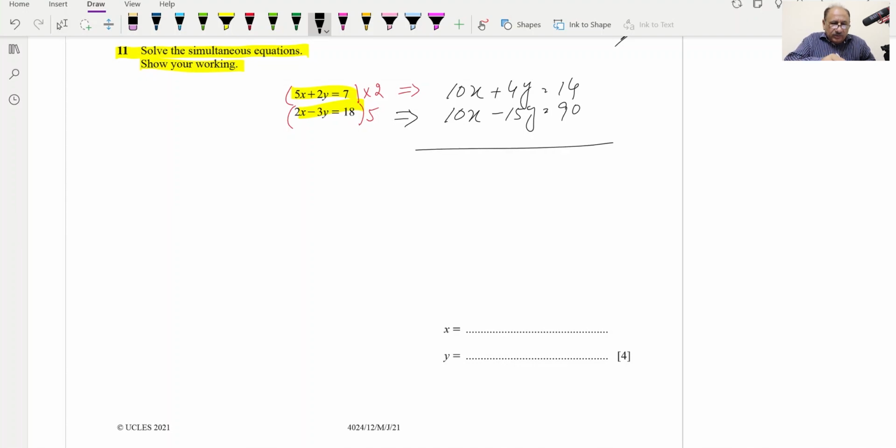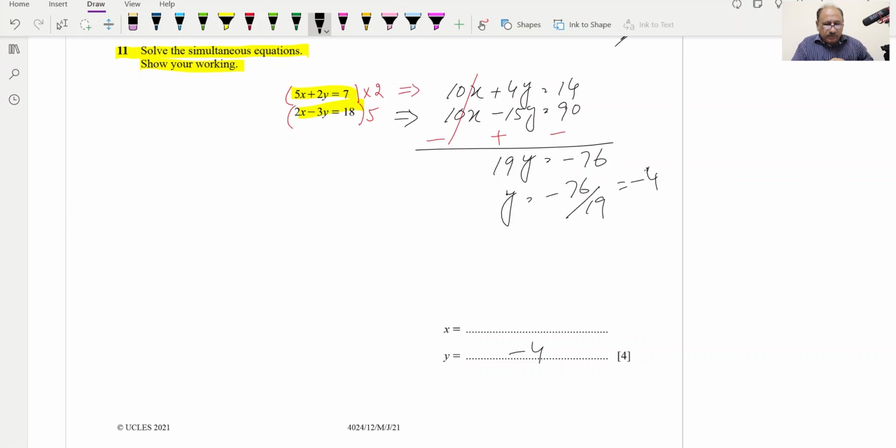Now we can change the signs, minus, plus and minus, and cancel this, and we will get 15 plus 4, which is 19. So 19y is equal to minus 90 plus 14, which is minus 76, and y will be equal to minus 76 over 19, which is equal to minus 4. So y is equal to minus 4. We got this value.